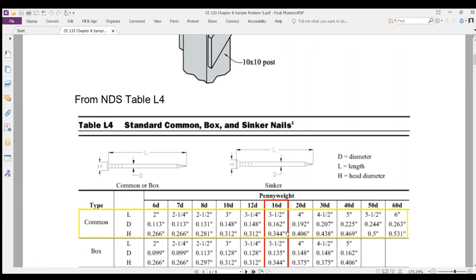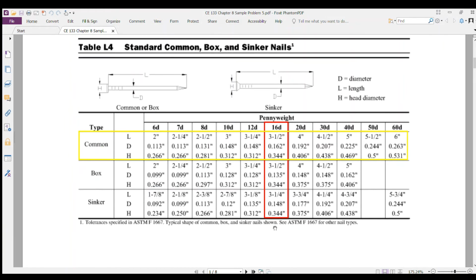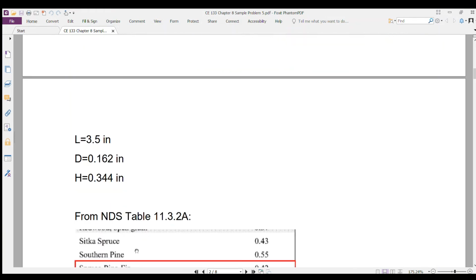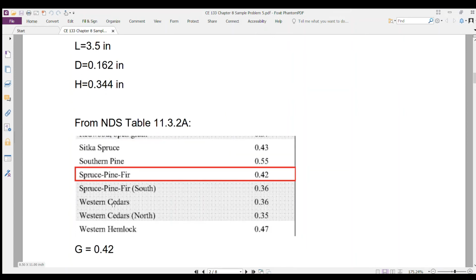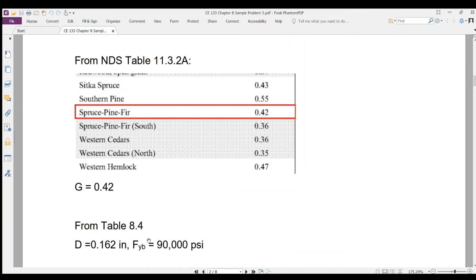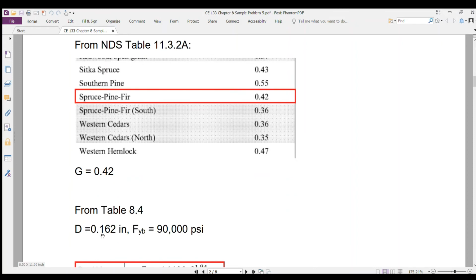First, from NDS table L sub 4, we have the common nail 16D. Here are the dimensions for the 16D common nail, which has a length of 3.5 inches and a diameter of 0.162 inches. From NDS table 11.3.2A, we have the specific gravity for the spruce pine fir wood species of 0.42, and from table 8.4, we have the value for the fastener yield strength of 90,000 psi.